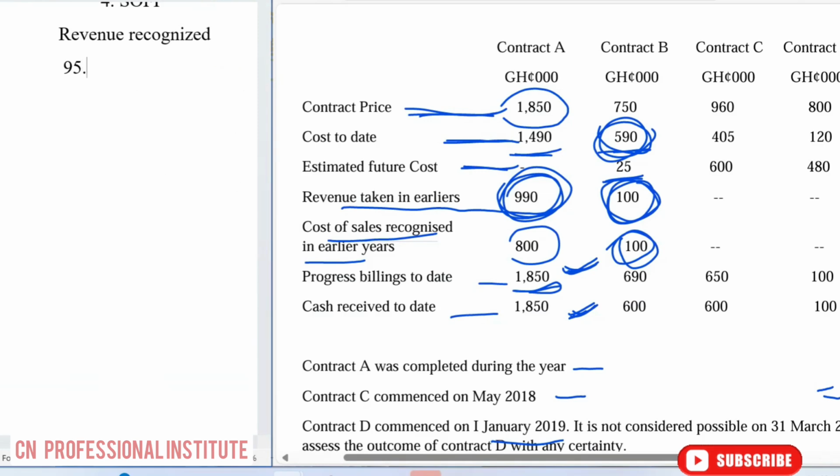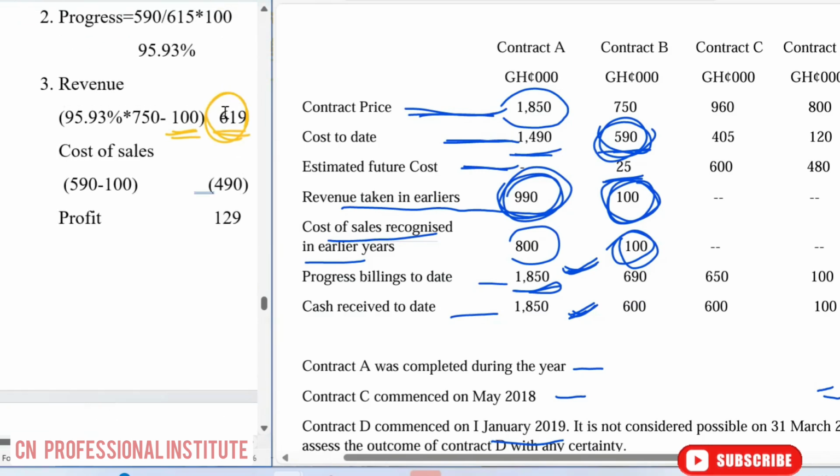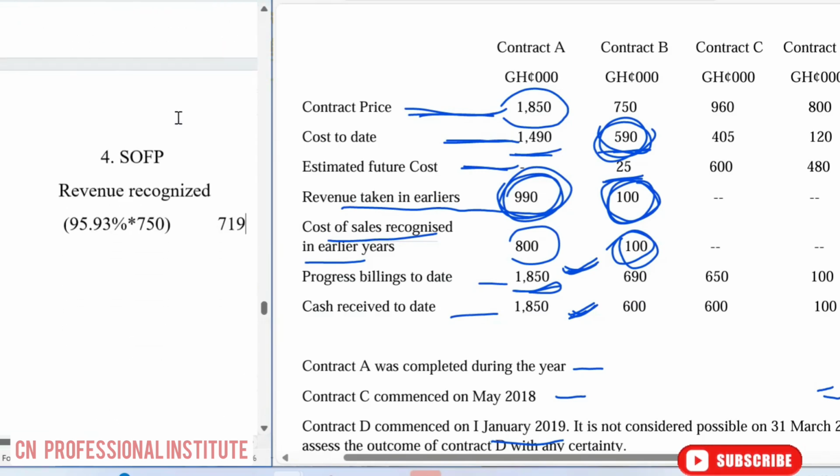That will also be the same as the 95.93%, the 93% of the total contract price of 750. It will give you the same figure as adding the two. So that's how we are going to do it. We said that will give us 719, which is the same as the 619 we've taken in the current year plus the 100 in the previous year.